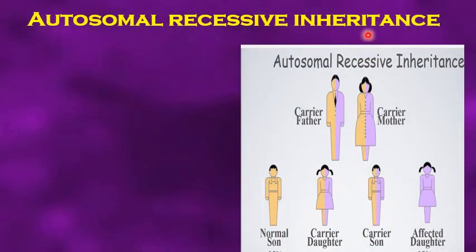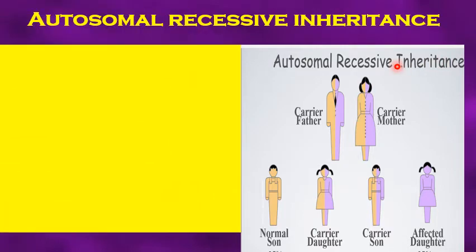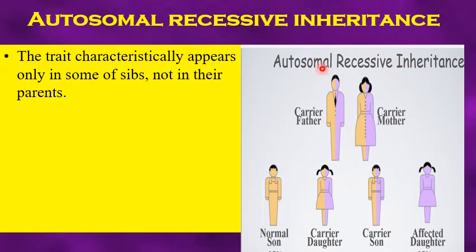Autosomal recessive inheritance mode. The criteria for diagnosis of autosomal recessive inheritance are the following. The trait characteristically appears only in some offspring, not in their parents.